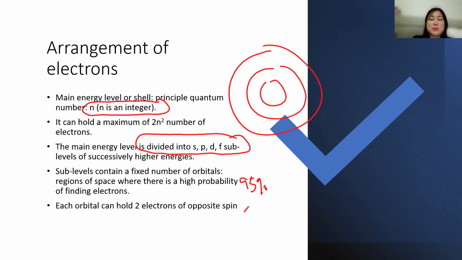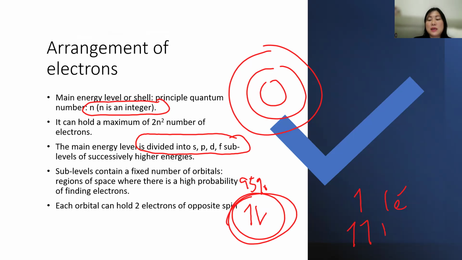And when we talk about opposite spin, we are talking about something like this. If we use an arrow to represent one electron, a half arrow, then opposite spin means something like this in this picture. Okay, whereas this means parallel spin, which is wrong, because we want opposite spin.